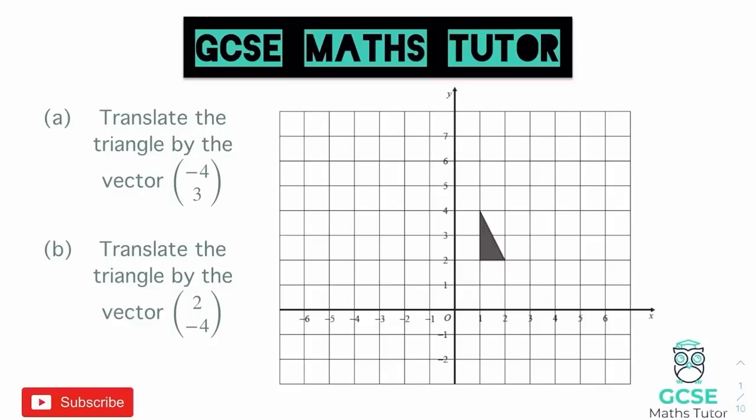Now the way to go about doing these is just to pick one of the corners or one of the vertices on the shape. I'm going to pick that top one there. I'm going to move that point 4 to the left, as we have -4 on the top, and I'm going to move it by 3 up. So let's move that. So we go 1, 2, 3, 4 to the left, and then 1, 2, 3 up, and that's going to finish off just there.